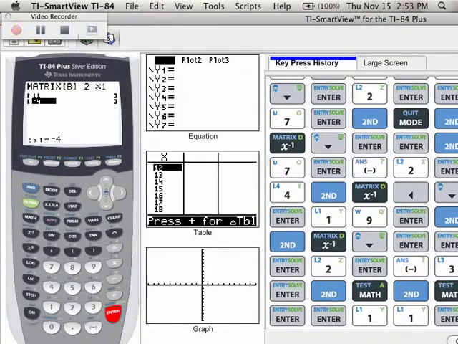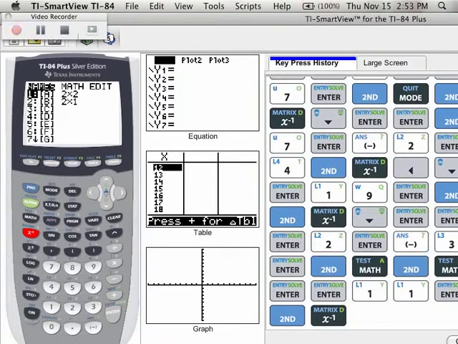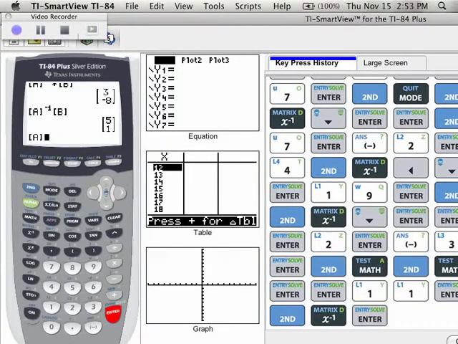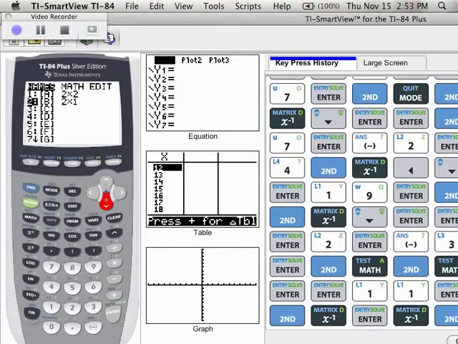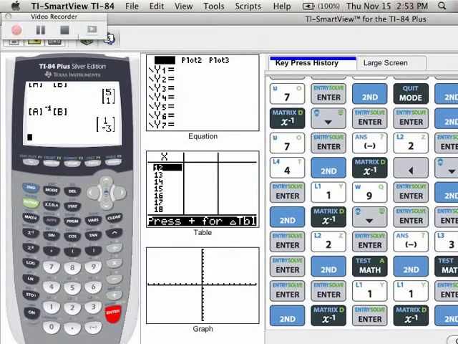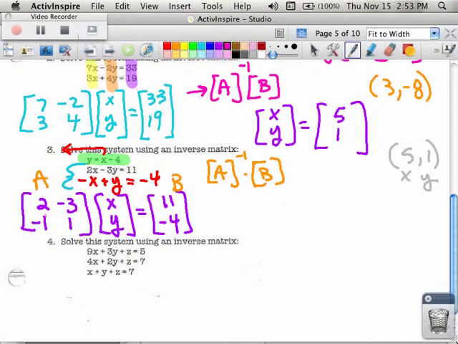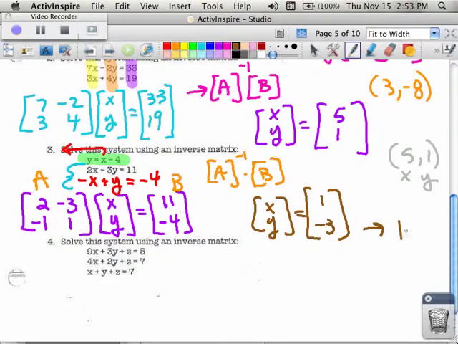And then I go into the main menu or the home menu, quit out of there, and I go matrix A, inverse, which is the button right below math, and then matrix B, so I arrow down, hit enter twice, and I get the solution set of 1, negative 3. So then I write that down, that my solution set for my x and my y is 1, negative 3, which if I wrote traditionally, of course, would also be written as 1, negative 3 as an ordered pair.